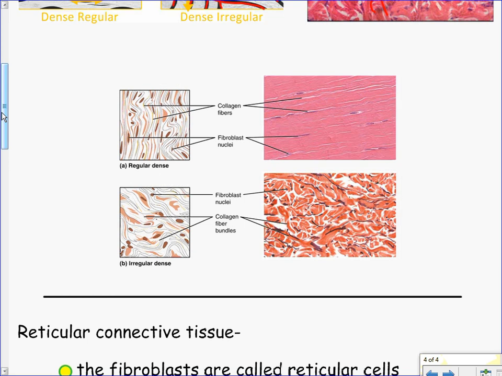So here's another example, too, where you see the regular, meaning they're all running in the same direction. So regular, same direction. Irregular, different directions.